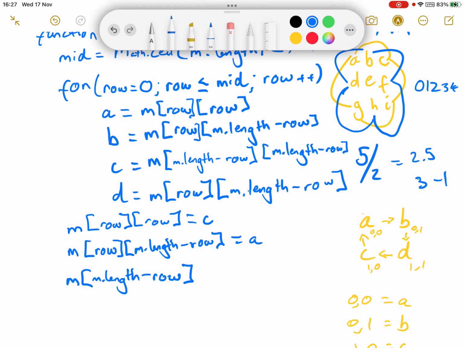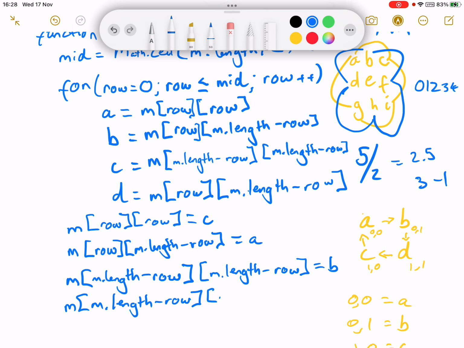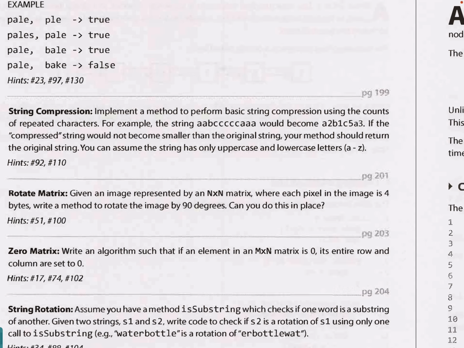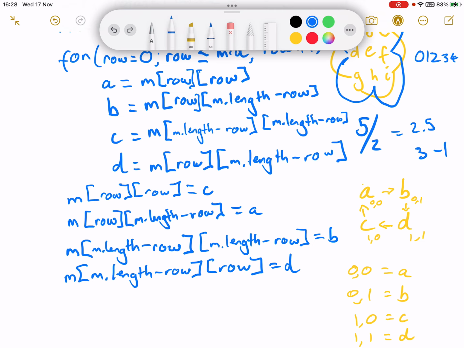And it's 3, which is down there, and length minus row is equal to B, and then M length minus row, then row, and then that's D. And then, does it say return anything? Yeah, return true since it's void.